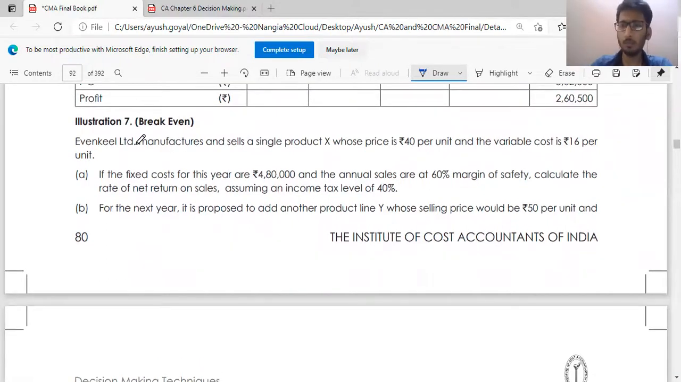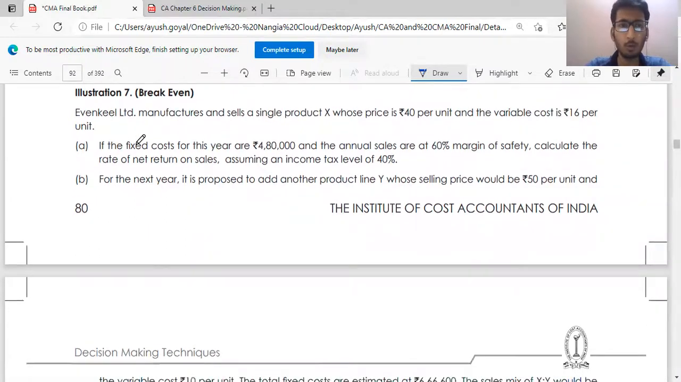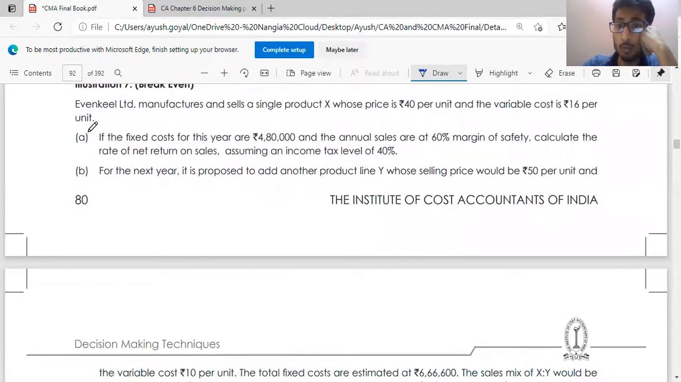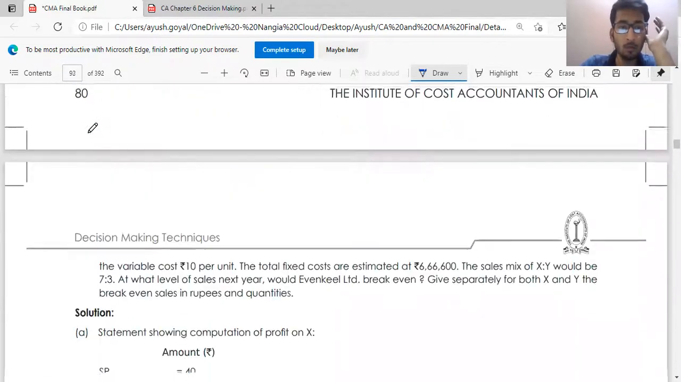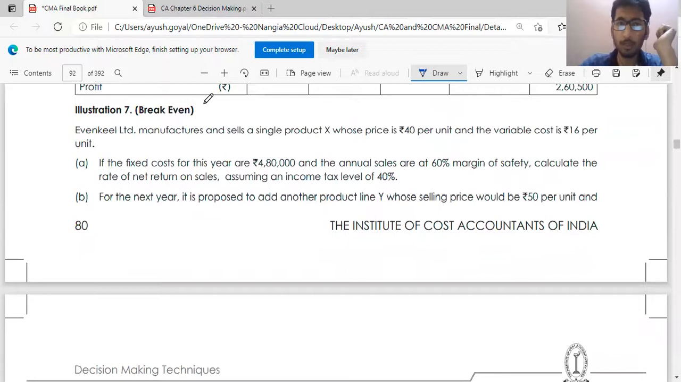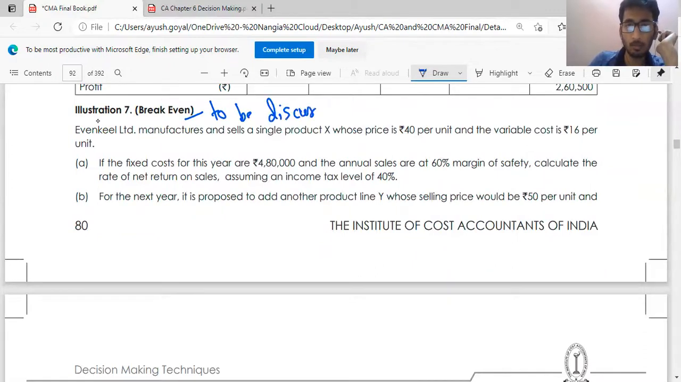So let's read first, since we have time in today's class. Let's read what we need to do for this question. Even Key Limited manufactures and sells a single product X whose price is 40 rupees per unit and variable cost 16 rupees per unit. If the fixed cost for the year is 4,80,000, annual sale is at 60% margin of safety. Calculate the rate of net return on sale basis. I somewhere feel this question is good, so we'll discuss this question in the class. Question number seven we'll do in the class.